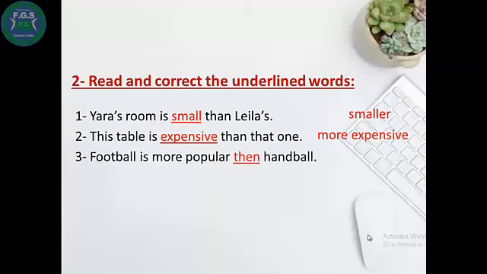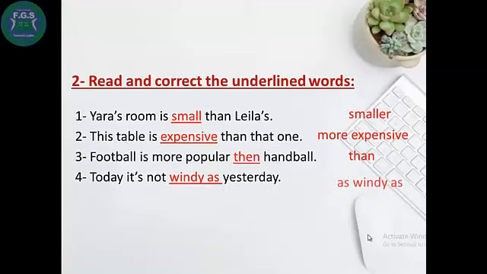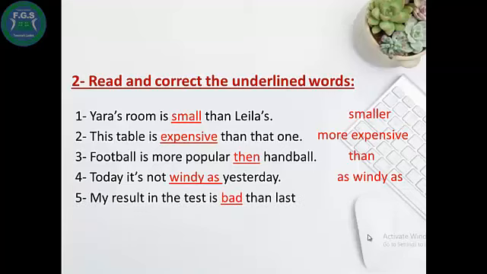Football is more popular than handball. Today it is not windy as yesterday. It is not as windy as. We put the adjective between as and as. My result in the test is bad than last year. It is worse than. Bad becomes worse than in the comparative.